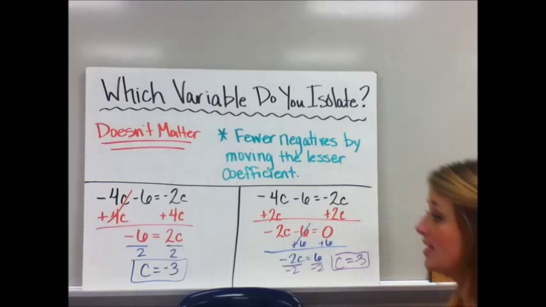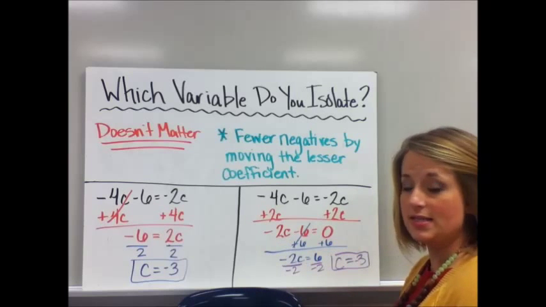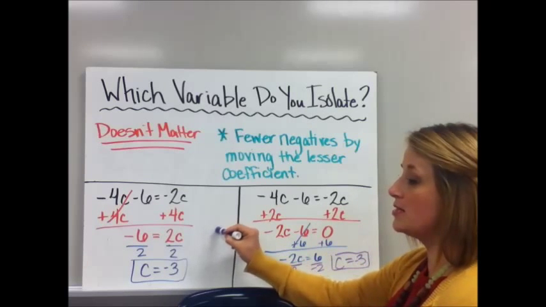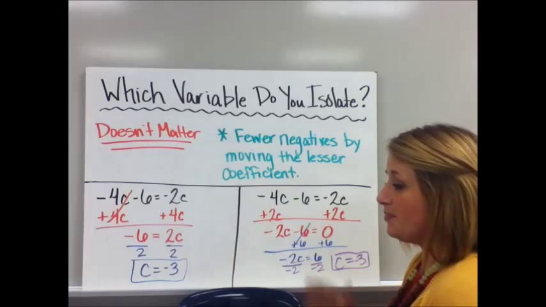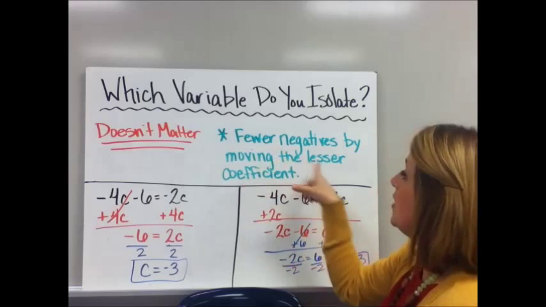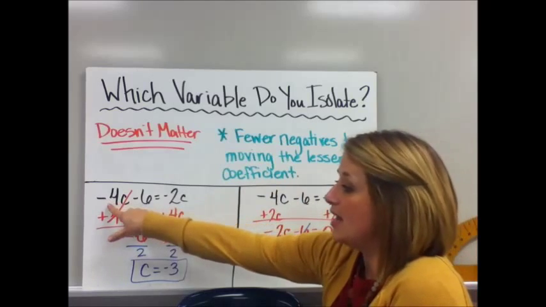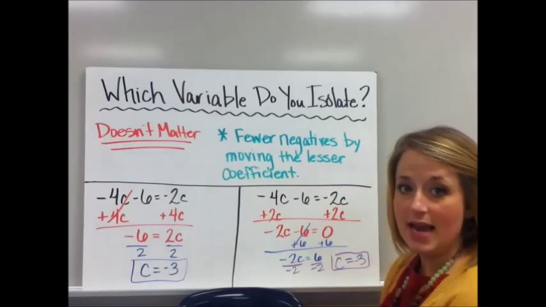You can see I got the same answer with both methods. But you would probably agree that this one was easier. And how I did that is I chose the lesser coefficient. Negative 4 is less than negative 2.